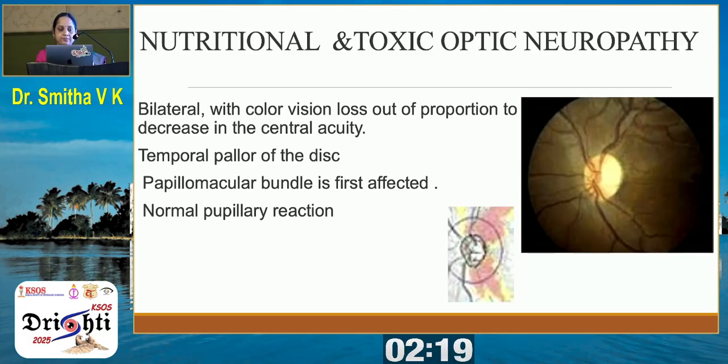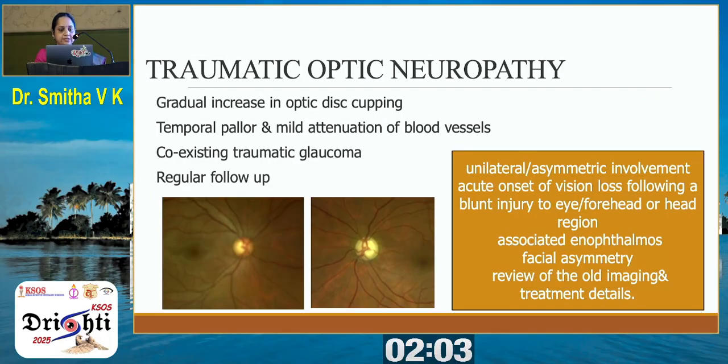Nutritional and toxic optic neuropathy are usually bilateral, with color vision loss out of proportion to the central vision, and temporal pallor of the disc is seen. The papillomacular bundles are usually affected first. In traumatic optic neuropathy, there is gradual increase in optic disc cupping, temporal pallor, and mild attenuation of blood vessels can be seen. Glaucoma can coexist with this condition.